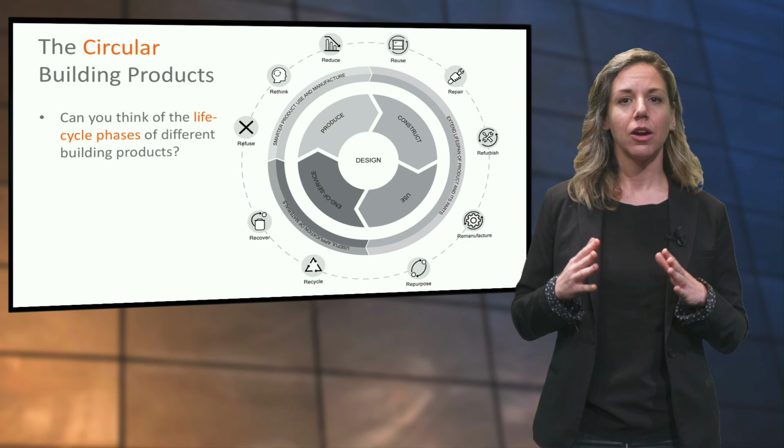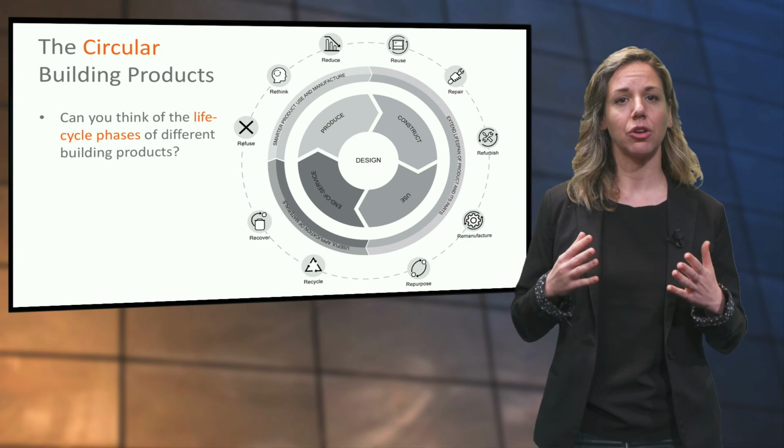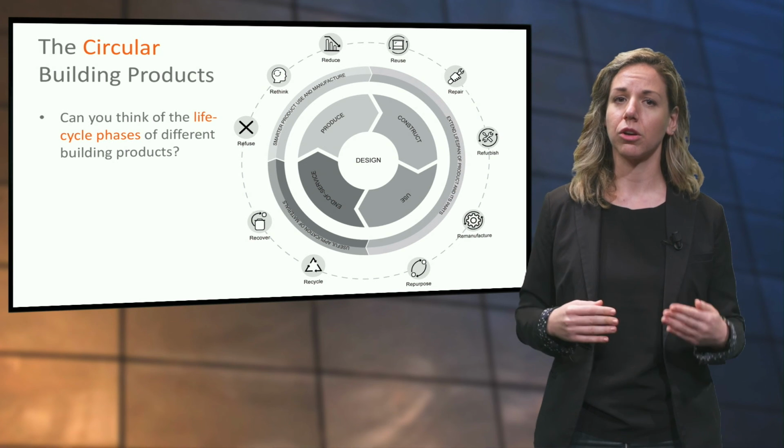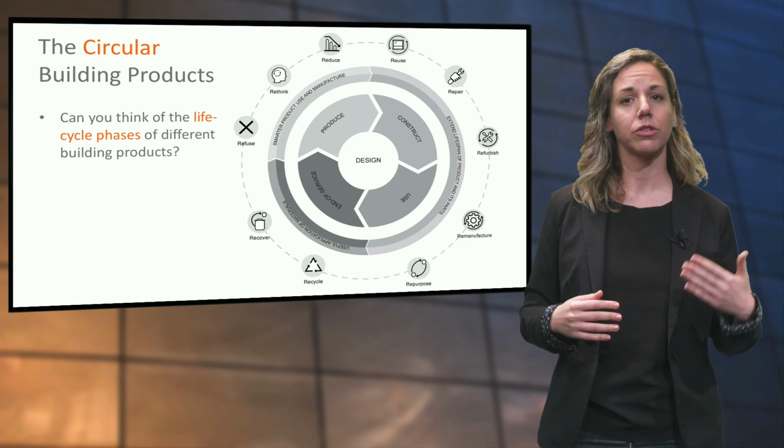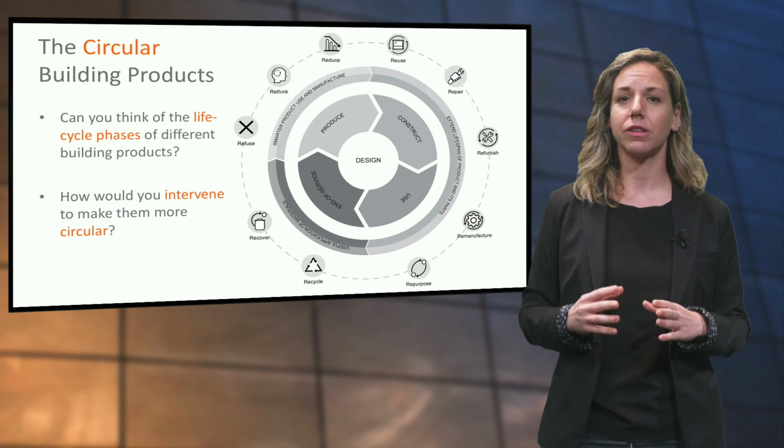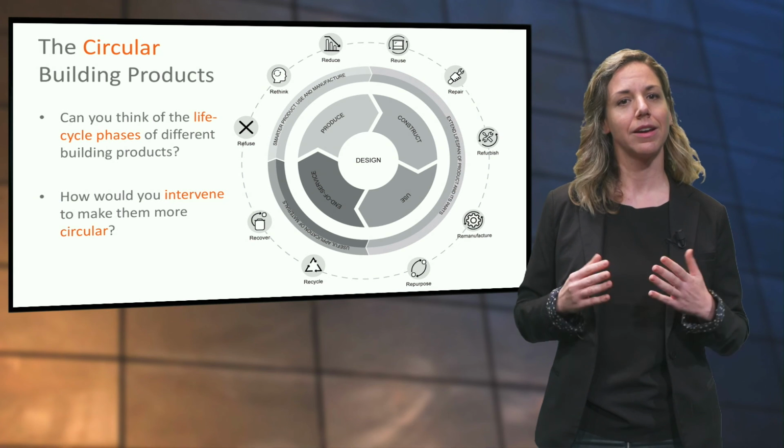Can you think of the life cycle stages of different building products, such as windows, doors, internal partition, lamps, kitchen cupboards, tiles? How would you intervene to make them more circular? Think about it.